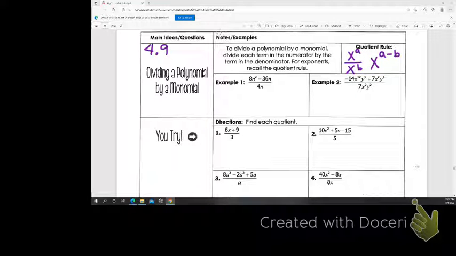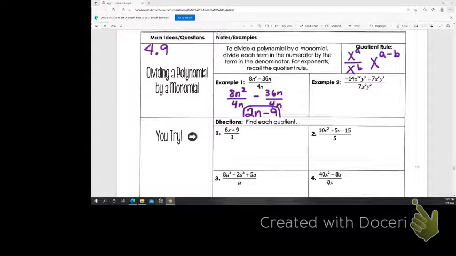When we're looking at this now, though, instead of it just being a monomial divided by a monomial, now you'll see that the numerator has multiple terms. So you can think of it as that denominator is under both, and then you're doing two division problems. So this becomes 8 divided by 4 is 2, subtract the exponents. Negative 36 divided by 4 is negative 9, and the n's cancel out. So this 2n minus 9 is my answer.